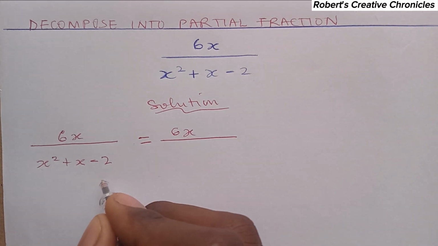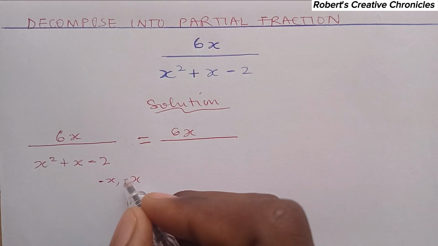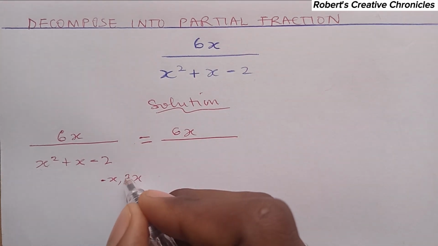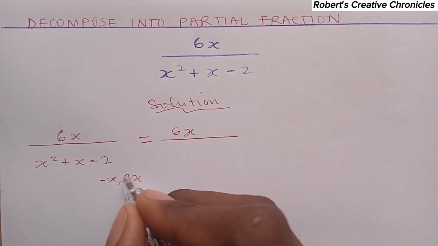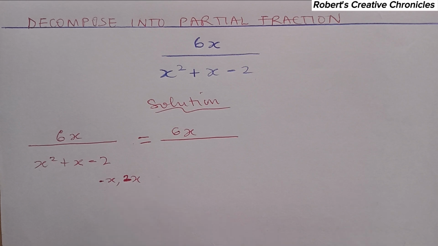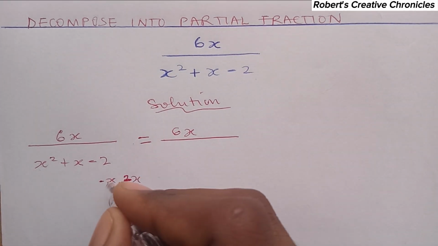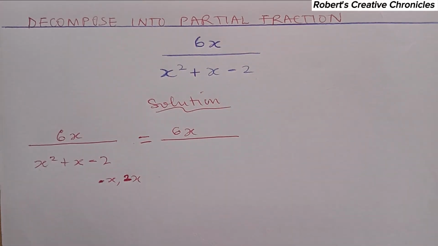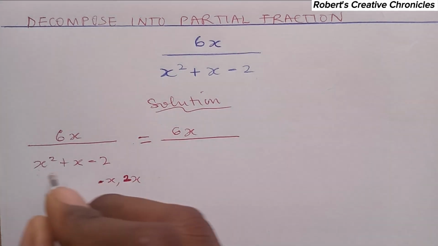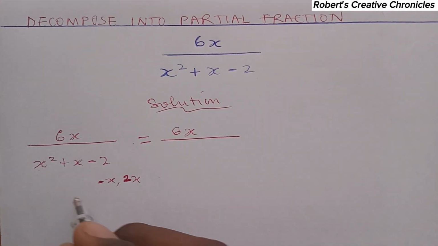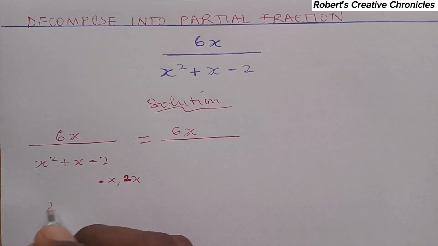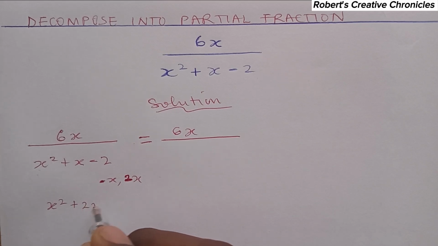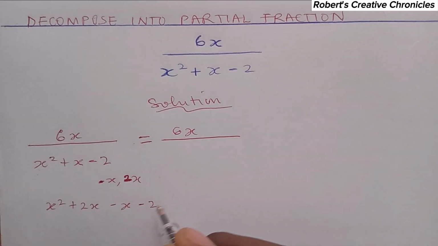If we take negative x and 2x, we'll get it. Not negative x and negative x. Because this times this is negative 2x squared, and this minus this is x. So we can express it in this form now. The denominator will be x squared plus 2x minus x minus 2.